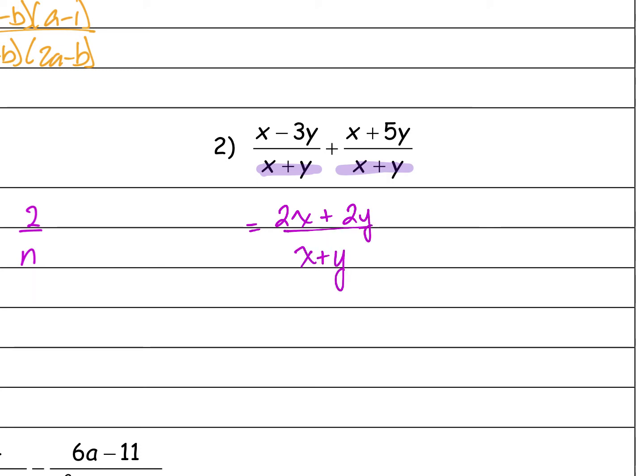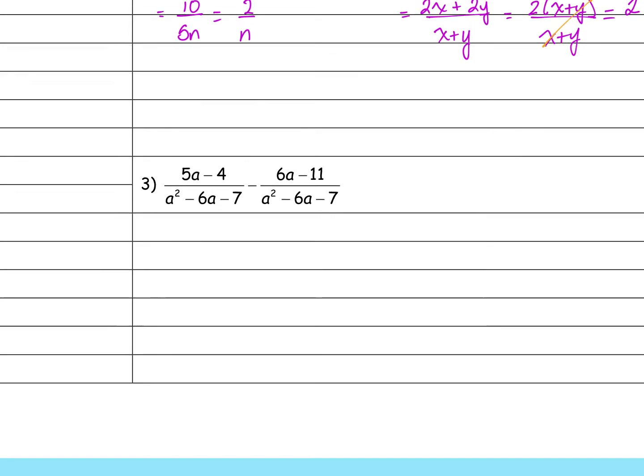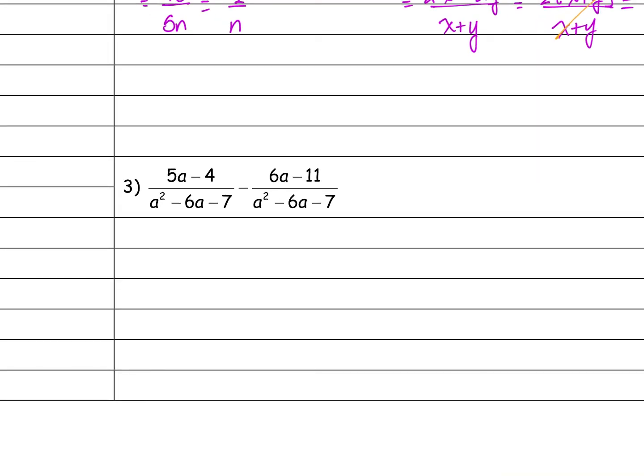Now I can factor the top. So the top factors to 2 times x plus y all over x plus y. And I can make 1 now, so those go away. So my answer is 2. That's it. So if I can factor after I add, I do. Doesn't happen very often. You can't normally factor. Sometimes you can. Okay?